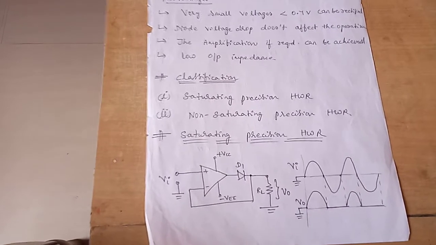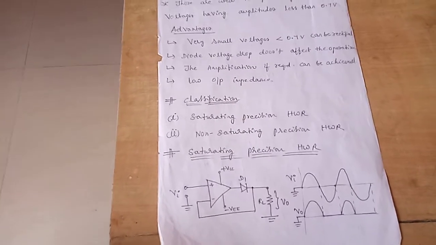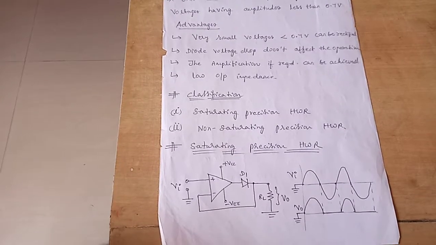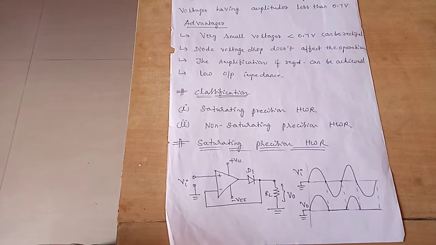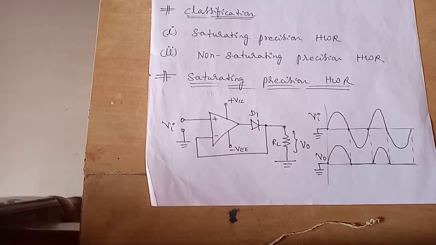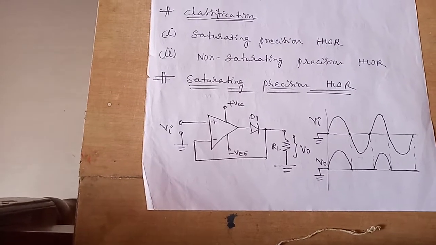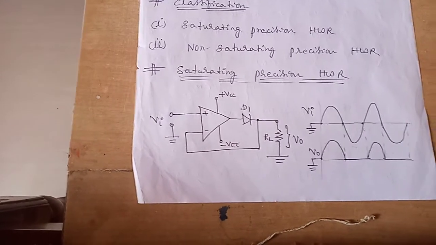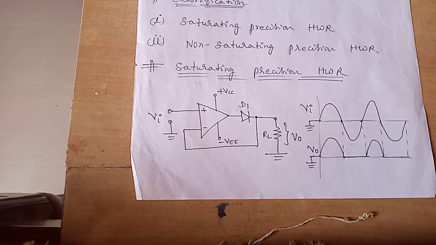If the diode polarity is reversed, then the negative half cycle of the input will be forward biased and passed to the output, and the positive half cycle will be clipped off. We are going to concentrate only on the half wave rectifier, so during only one cycle the output will be on, and during the negative or other cycle the output will be off.